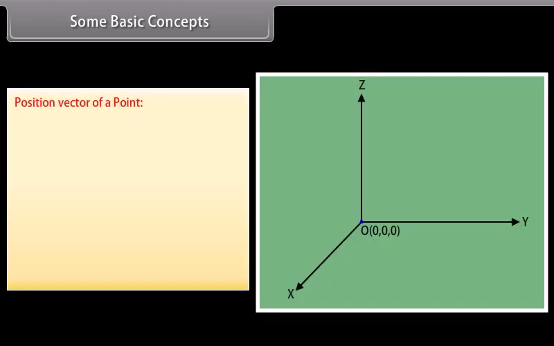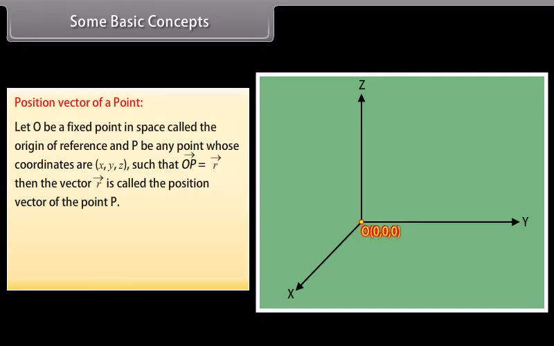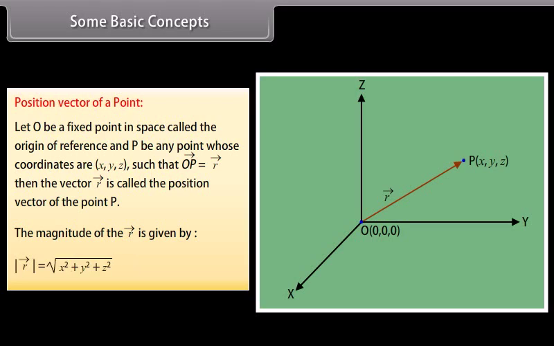Some basic concepts. Position vector of a point. Let O be a fixed point in space called the origin of reference and P be any point whose coordinates are x, y, z such that vector OP is equal to vector R, then the vector R is called the position vector of the point P. The magnitude of the vector R is given by mod of vector R equals square root of x square plus y square plus z square.